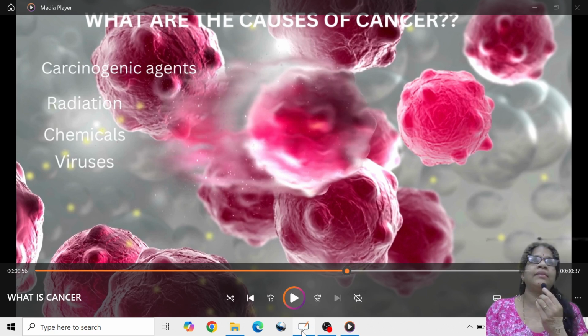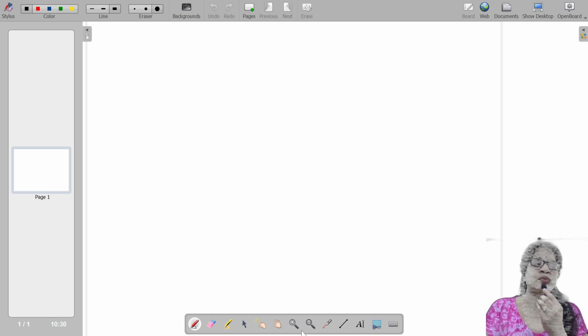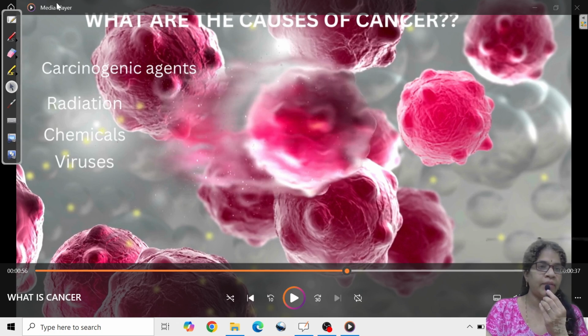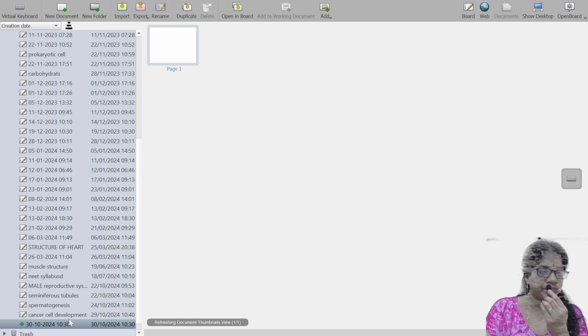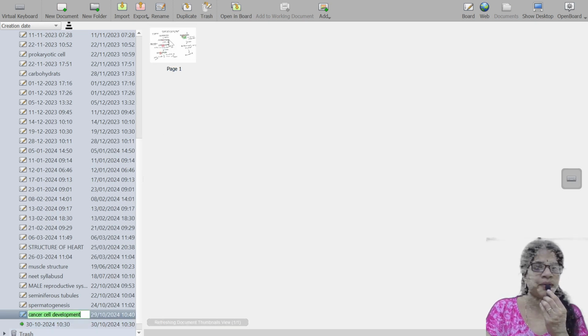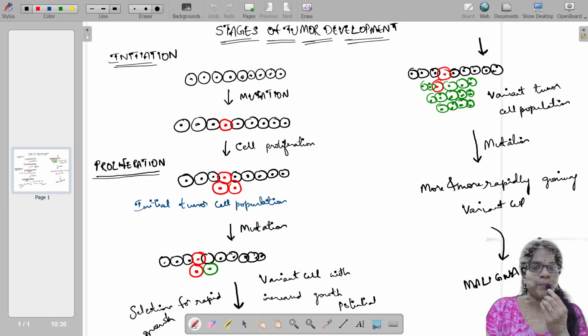How a cell is converted into a cancer cell. Generally, how it happens at a cellular level, I want to show you. So, cancer cell development. I want to talk to you about the stages of tumor development. It has two different stages: one is the initiation stage and the second is the proliferation stage.